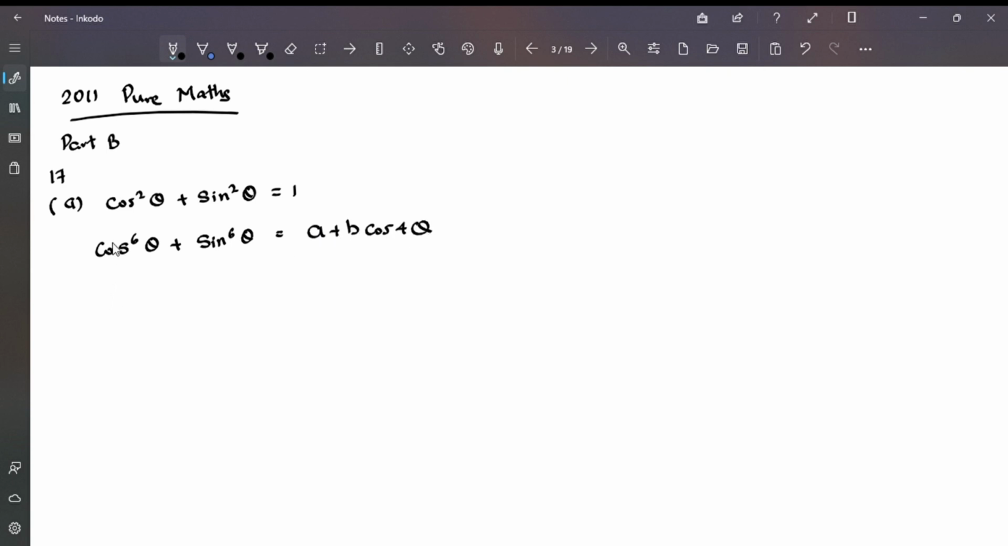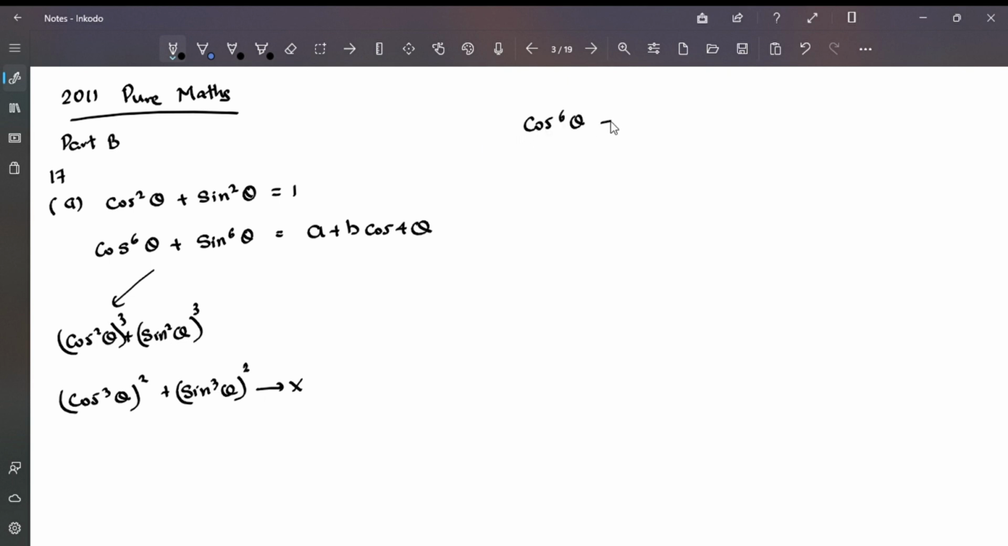Okay. When you consider power 6, you can take it as either cos square theta plus sin square theta cube, as a sum of two cubes, or else you can take it as cos cube theta square plus sin cube theta square, sum of two squares. Since sum of two squares is not a thing actually, we have to go with sum of two cubes. Okay, so what is the answer?